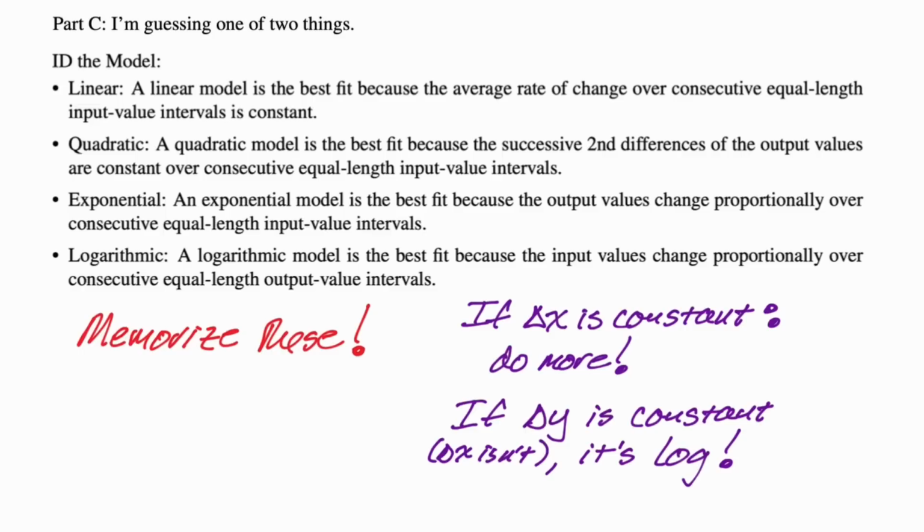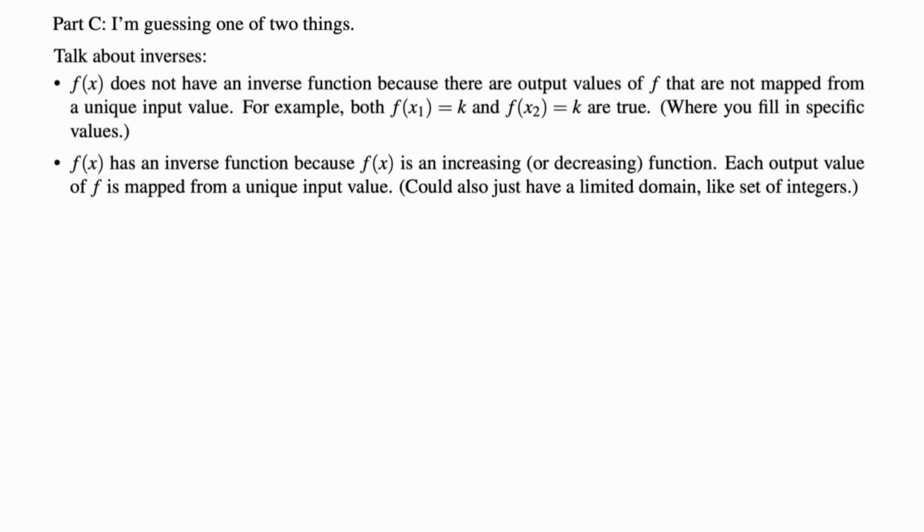All right. And then there's a part C. The other thing I think you might have to do on part C, rather, is talk about inverses. This is another memorize it type thing. f of x doesn't have an inverse because there are output values of f that are not mapped from a unique input value. And then I would give an example. So you're going to look in the table and see the same y value twice, or a horizontal line intersects a graph twice, or whatever. You'll say both f of x1 is equal to k and f of x2 is equal to k are true. And then you'll fill in the specifics. So it's f of 3 equals 5 and f of 8 equals 5, something like that.